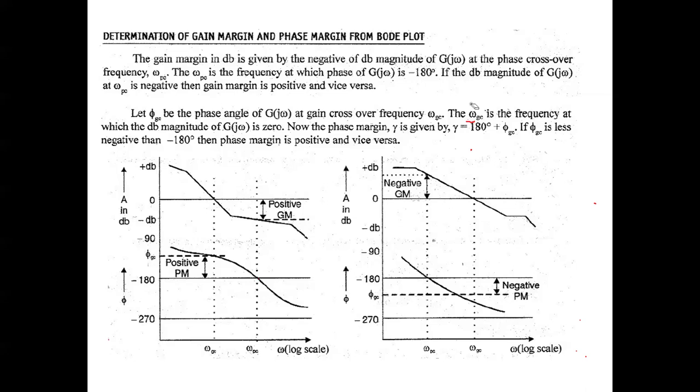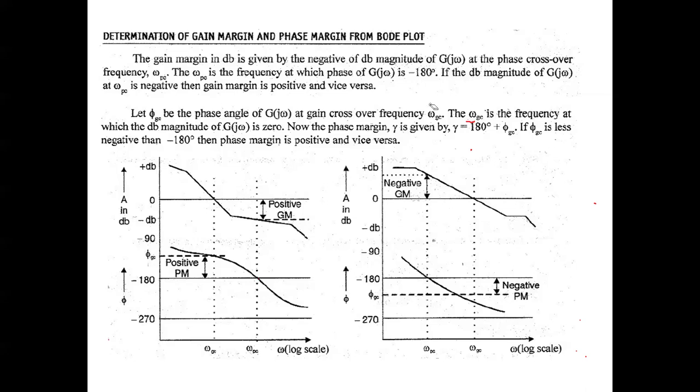What is the meaning of gain crossover frequency? The frequency at which the magnitude is 0 decibels is known as the gain crossover frequency. Next, phase crossover frequency: the frequency at which the phase angle is minus 180 degrees is known as the phase crossover frequency.